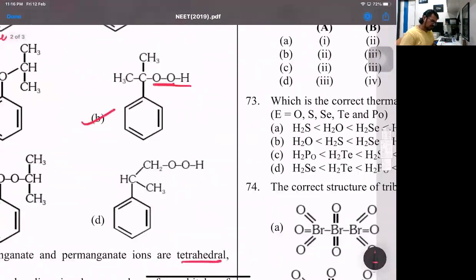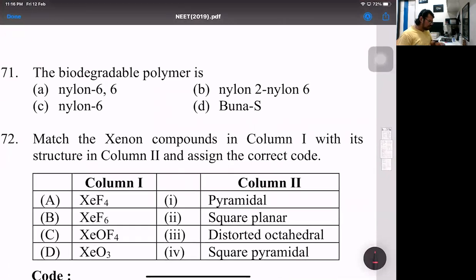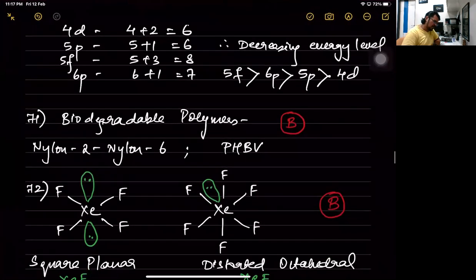Then comes the next one. 71, the biodegradable polymer over here. Now this, if you observe, this part is nothing but what we have as nylon 2, nylon 6. Biodegradable, we have PHBV as well as nylon 2, nylon 6. Two examples we have. Okay, remember that. So 71, that's option B.